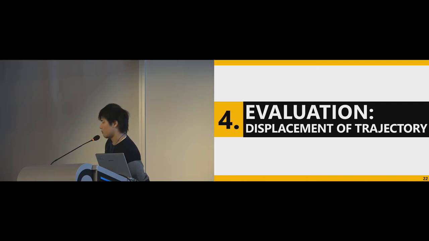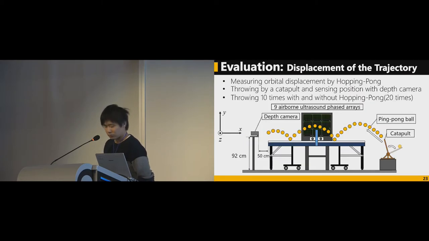Next, I talk about the evaluation of Hopping-Pong. We evaluated the displacement of the trajectory. This is the experimental setup, and we measured the orbital displacement made by Hopping-Pong. We threw the ping-pong ball with a catapult, sensing position with a depth camera. We threw it 10 times with and 10 times without Hopping-Pong, so 20 times in total.